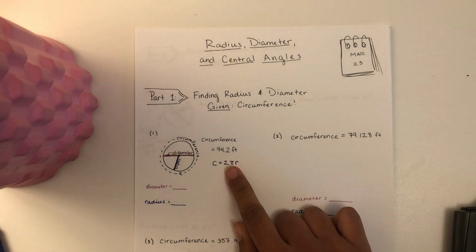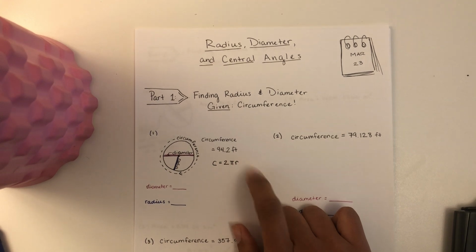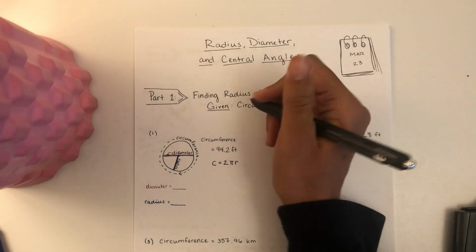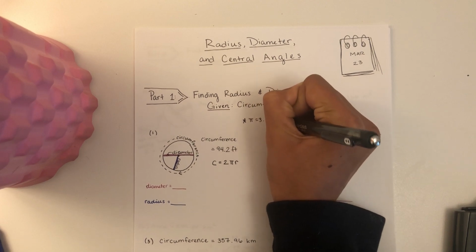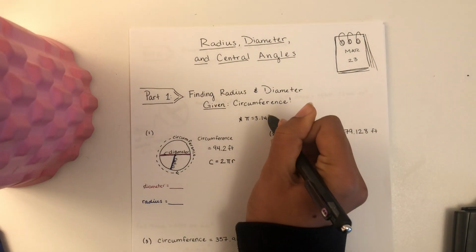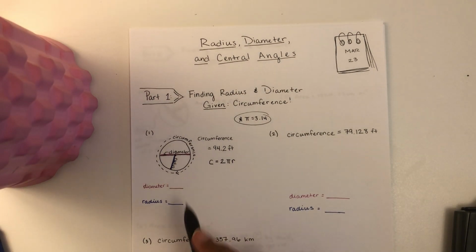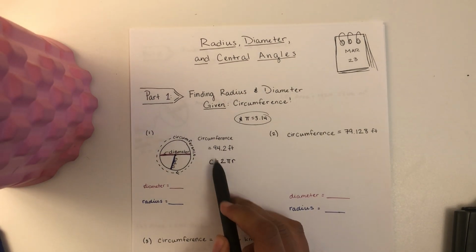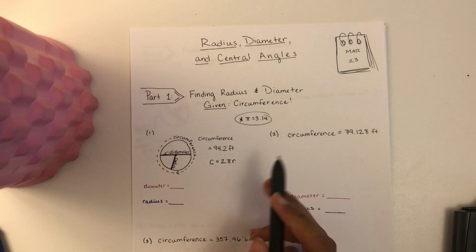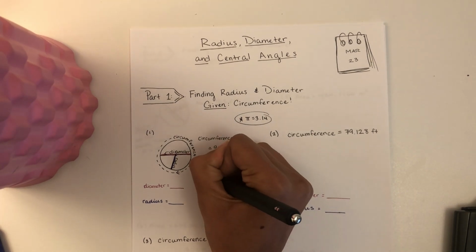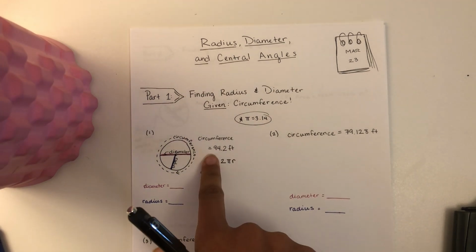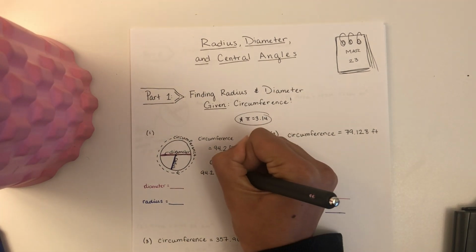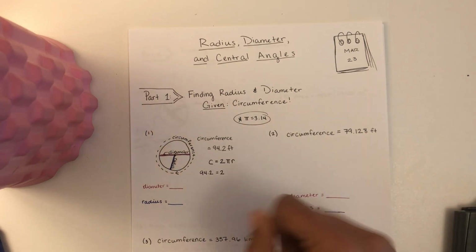So now with this formula, you're going to fill in what you know. 2 is just a number. Pi, we know that we should be saying that pi equals 3.14 to get the answers that I'll be looking for. All right, and we know our C. What was your circumference? 94.2. So plug in 94.2 instead of C. 2 is a 2.